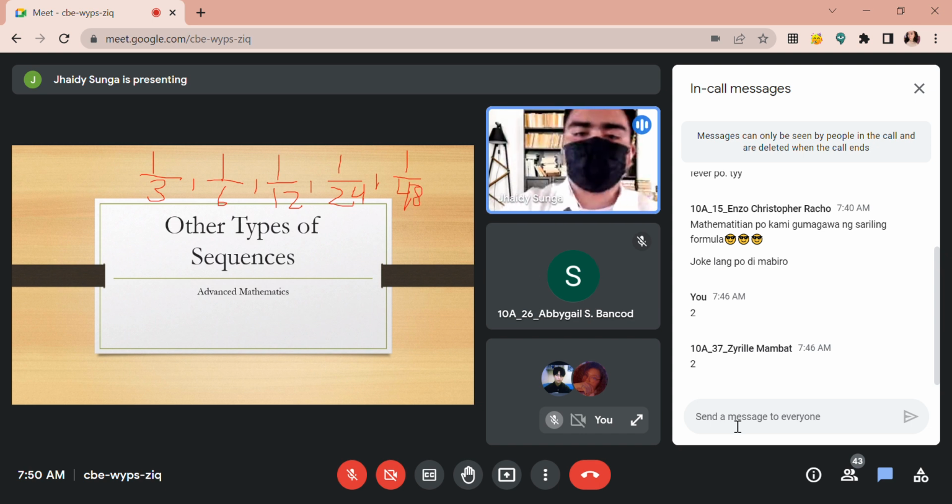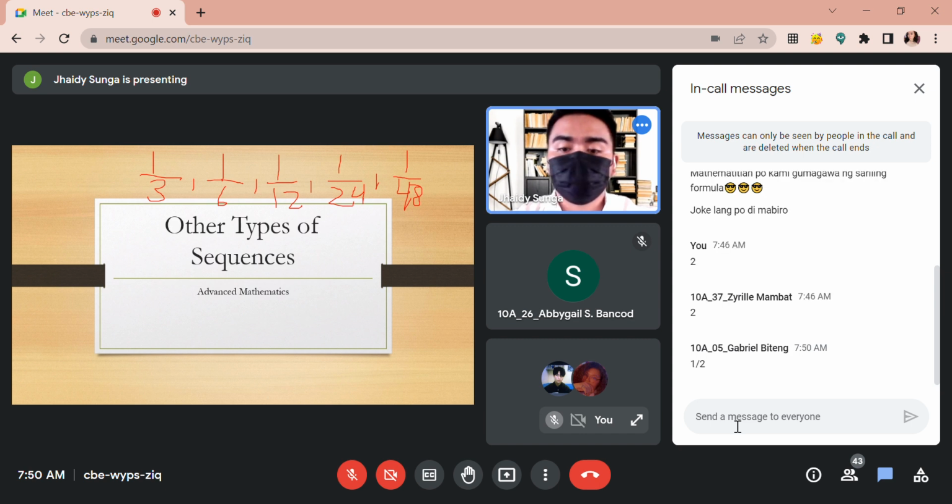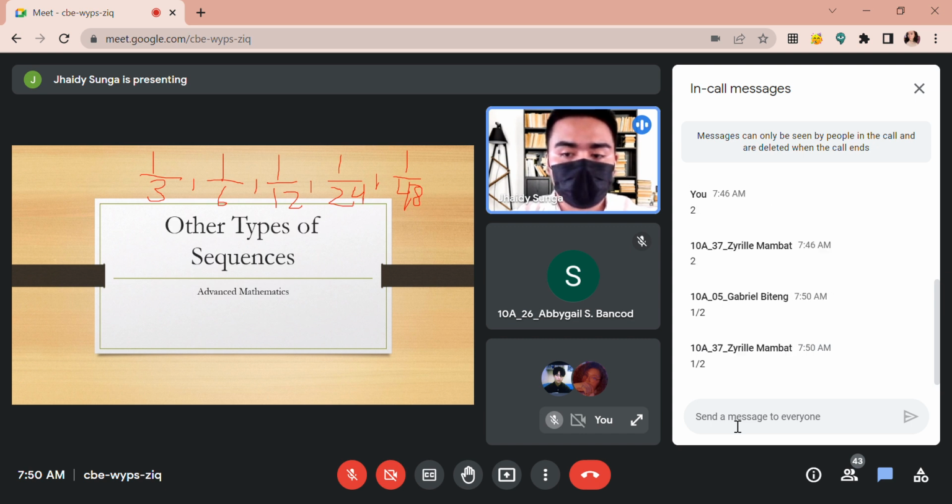Alright, so for this one, may I ask you what is our common ratio? Answer, 10A. 1/2. Gab, Biteng, Zairil, Mambat. How about the others? Okay, so it's 1/2.